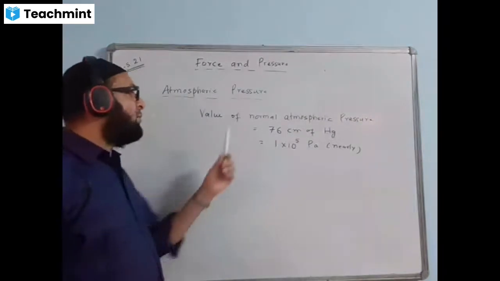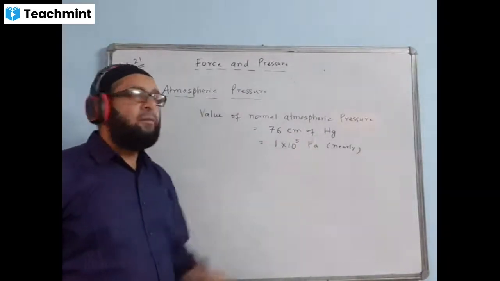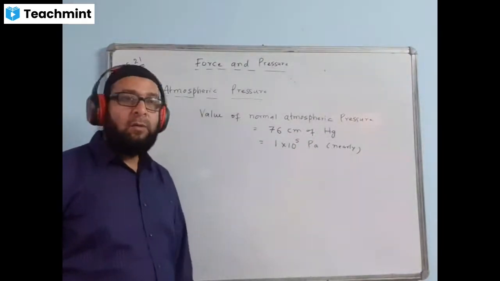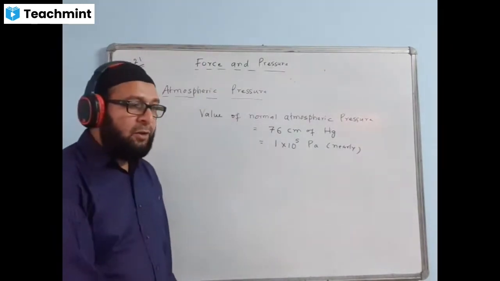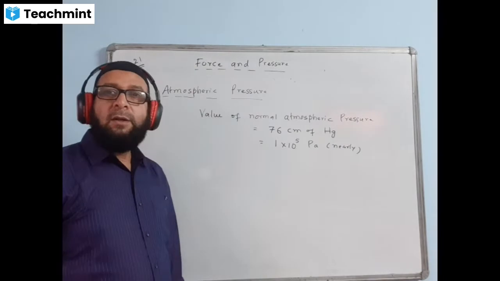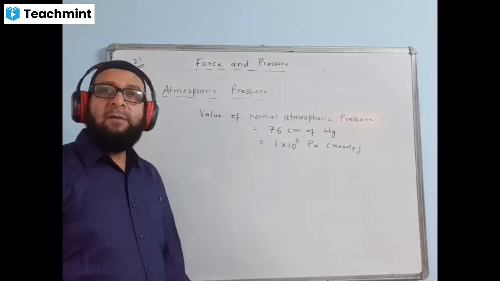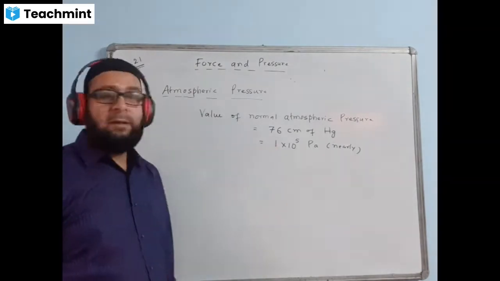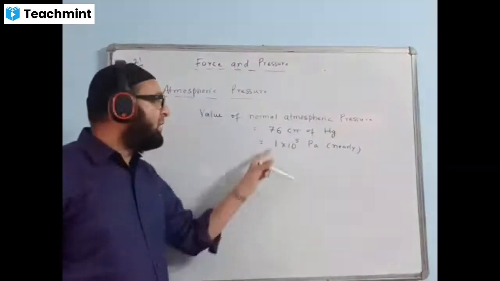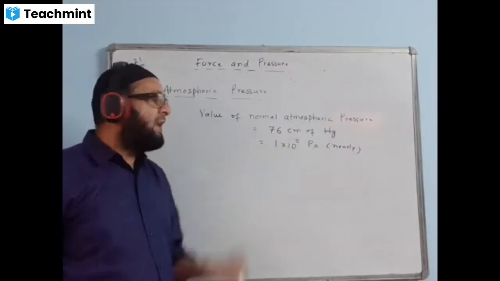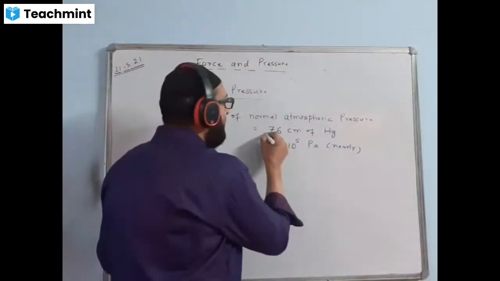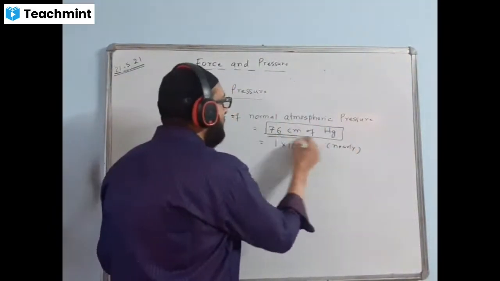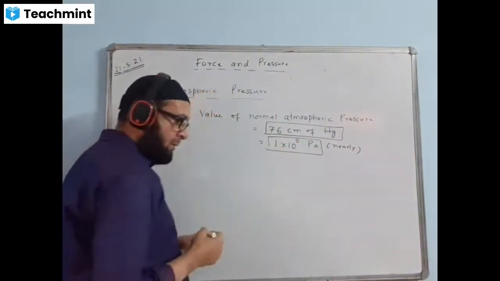Value of normal atmospheric pressure is 76 centimeter of mercury. That means when we allow mercury in a tube, due to atmospheric pressure, the mercury level will stand at the 76 centimeter mark, which is equal to 1 into 10 to the power of 5 Pascal nearly. So this value is important. You just note down this value and this value. These two values are important.